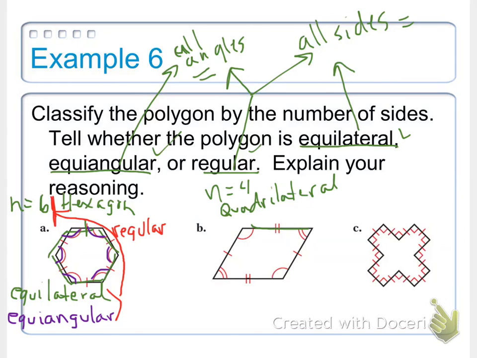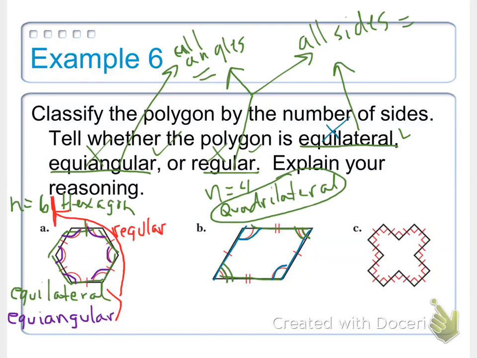Well, these two sides are the same, but if I do these ones in blue, the blue ones are different. So it's not equilateral. Okay, so let's check the angles. These two angles are the same, but I want to check the green angles. But this angle has a different number of arcs than the blue ones, so it's not equiangular. Since it's neither of those, and it's got to be both to be regular, it's not that. So all I can call it is a quadrilateral at this stage.